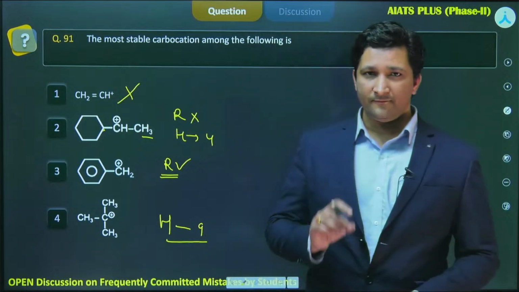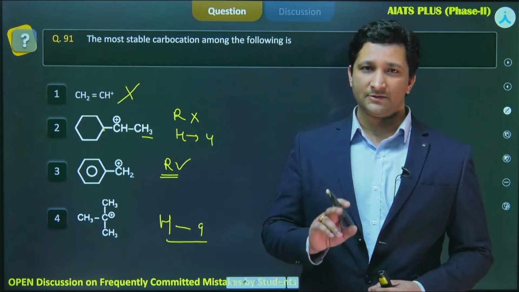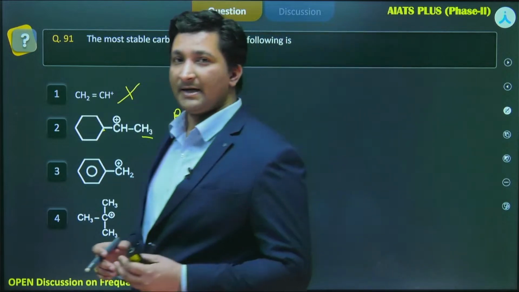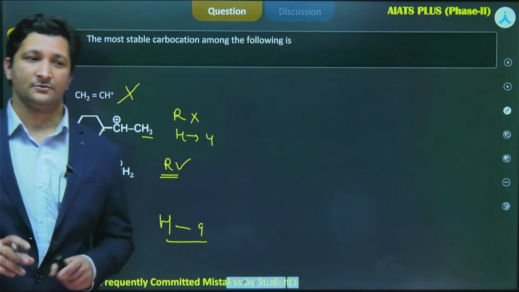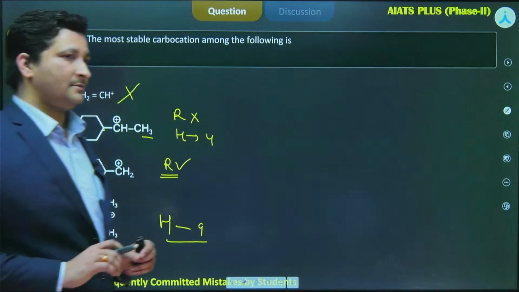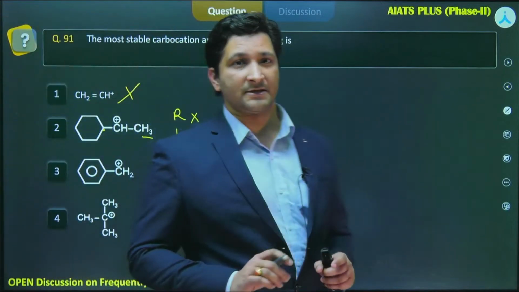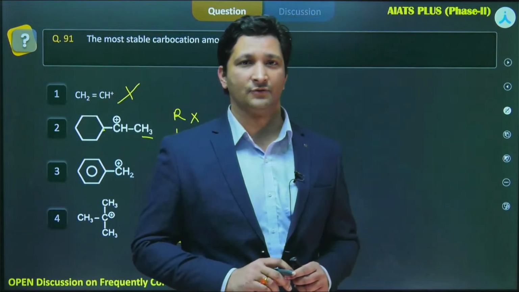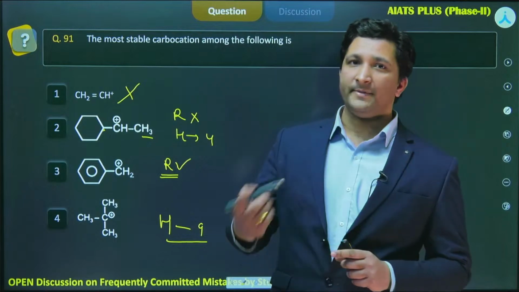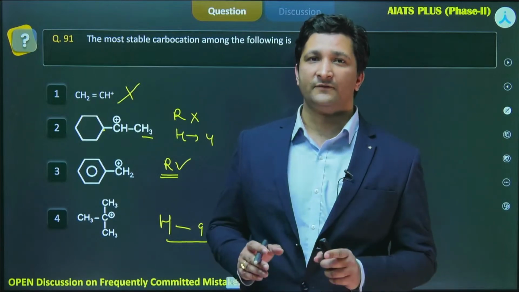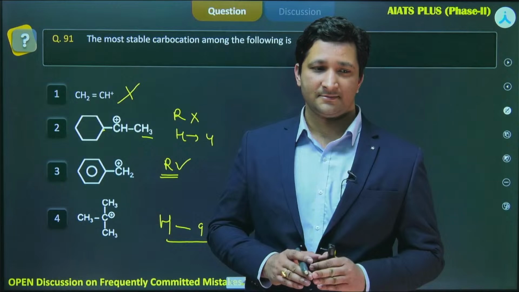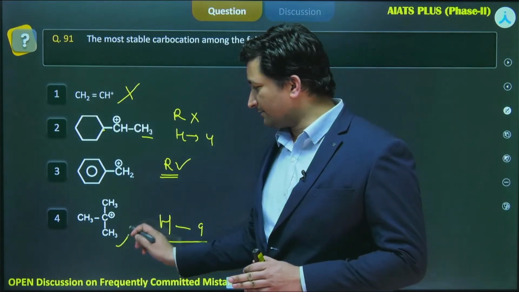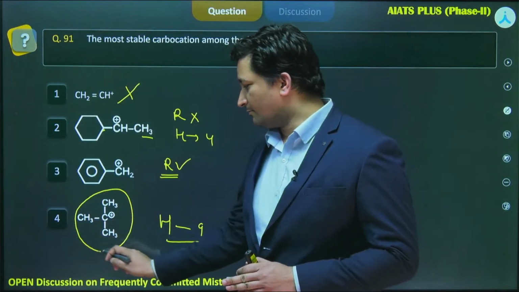One very interesting fact, everyone please note it down: generally we consider that resonance dominates hyperconjugation. Yes or no? So it is the general case. But on the basis of observation, it was found that if 9 hydrogens are there for hyperconjugation, it will dominate the resonance effect of the benzylic carbocation. Is this clear? Because of this, the tert butyl carbocation becomes most stable.